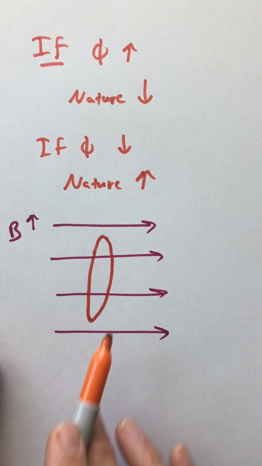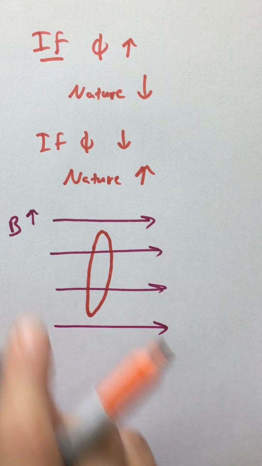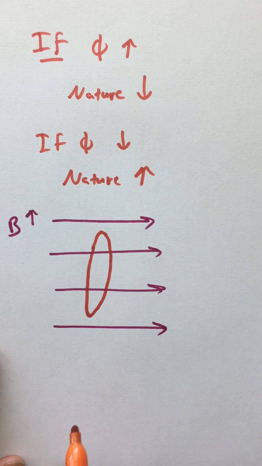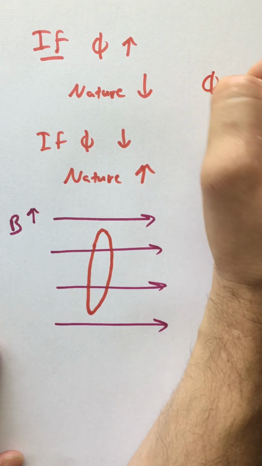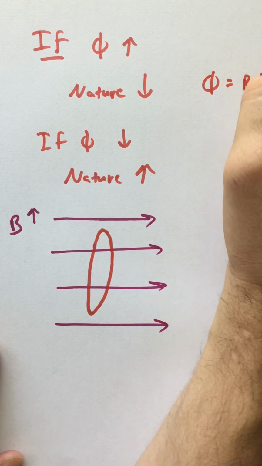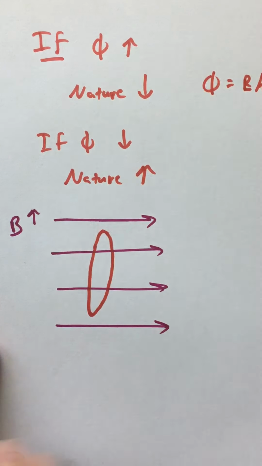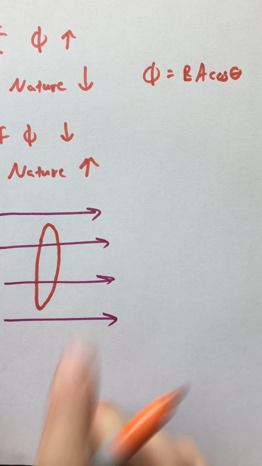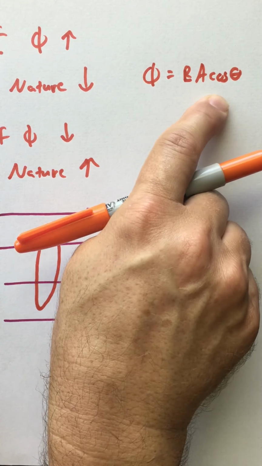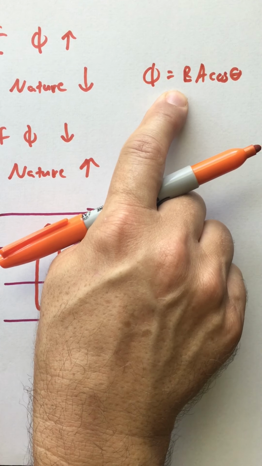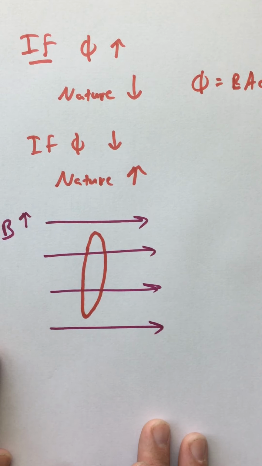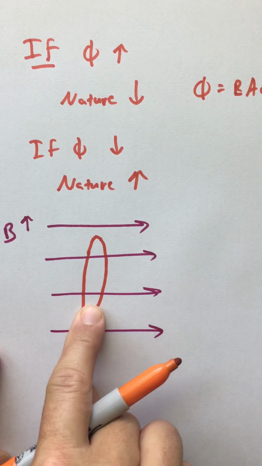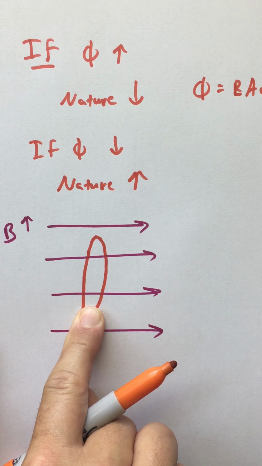Therefore, the flux is increasing, right? If the magnetic field is increasing but nothing else is changing, if I remember the definition of flux, let me write that over here. It's B A cosine theta, right? There you have it. B is changing, A is not changing, cosine theta is not changing. And so what I have here is the situation where the flux is increasing.